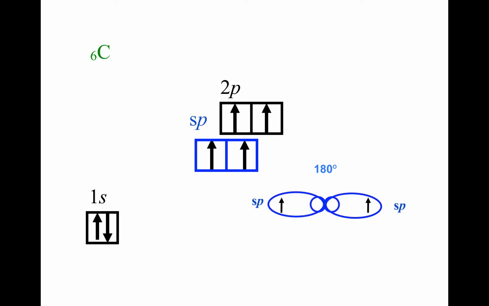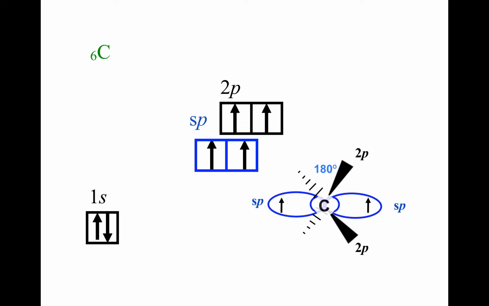So they're half filled, so they're ready for overlapping, and we have the unhybridized p coming out of the plane here in the x and the y orientation. So we'll pretend the sp hybrids are in the z orientation, and that'd be sp hybridization for carbon, mixing one of the p's with an s.